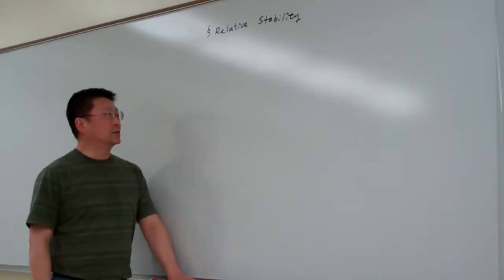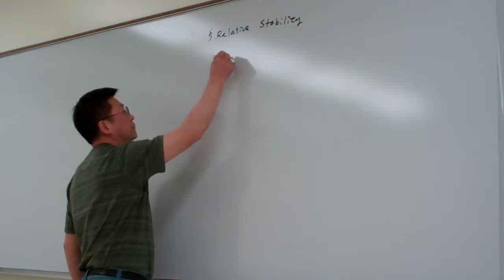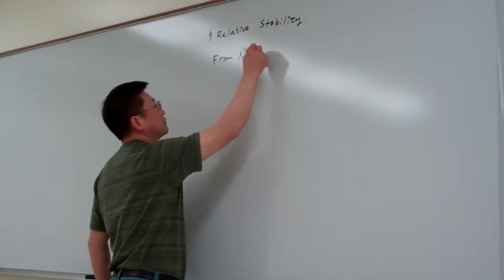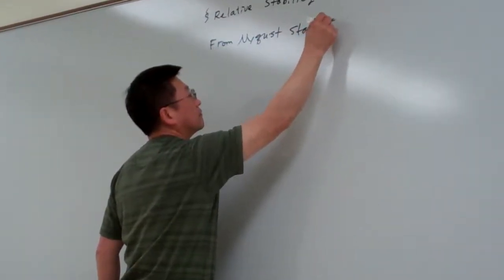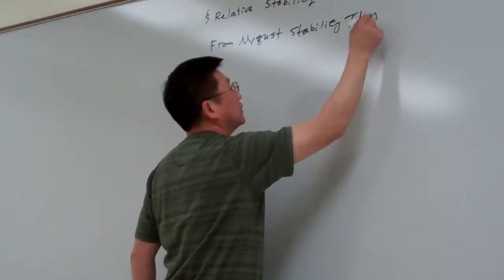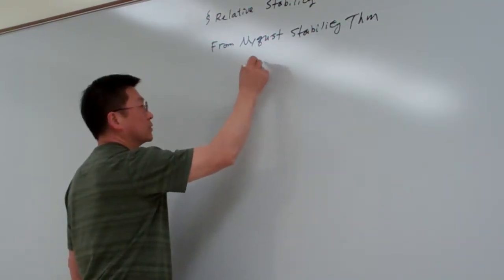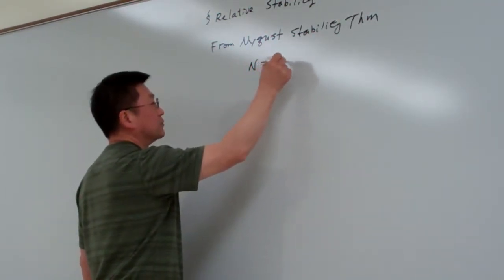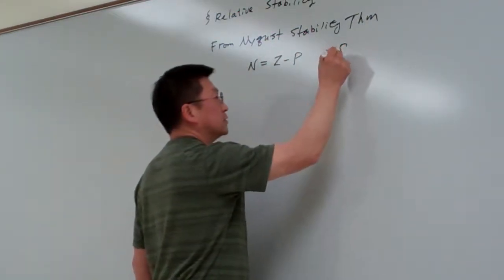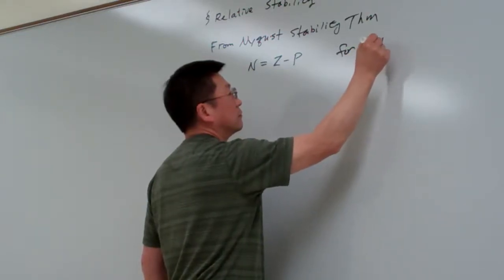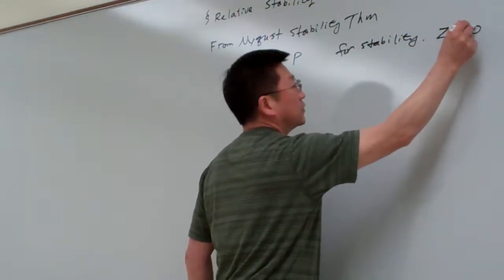Relative stability from the Nyquist stability theorem. With N equal to Z minus P, for stability we're asking Z must be equal to 0.